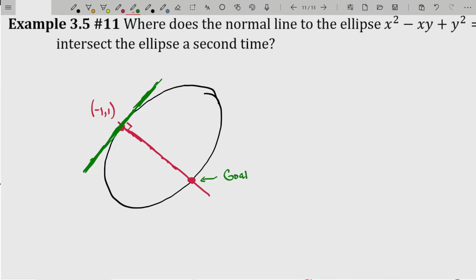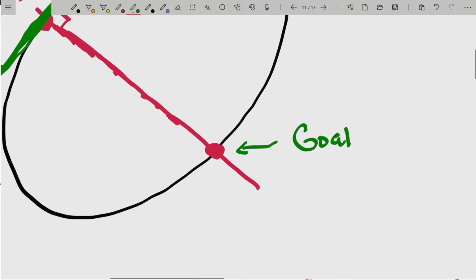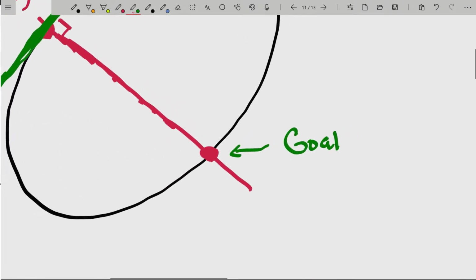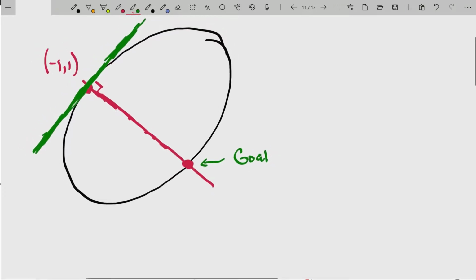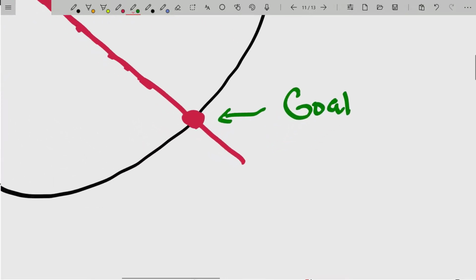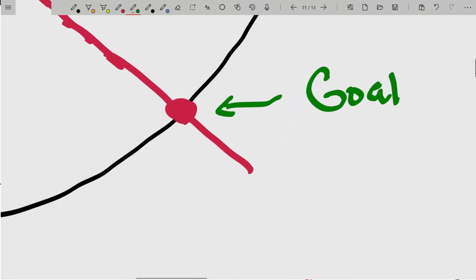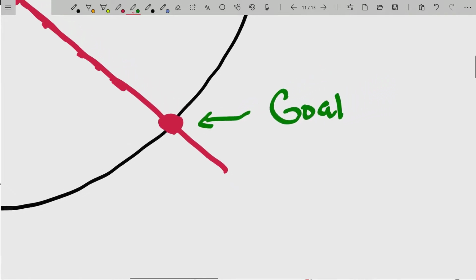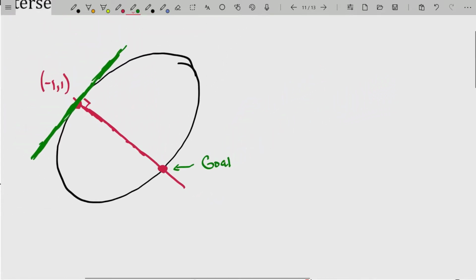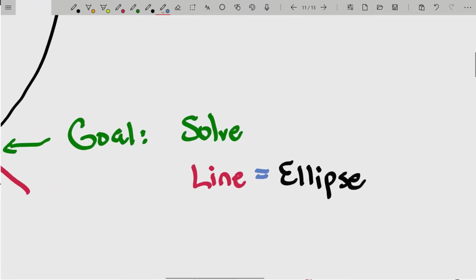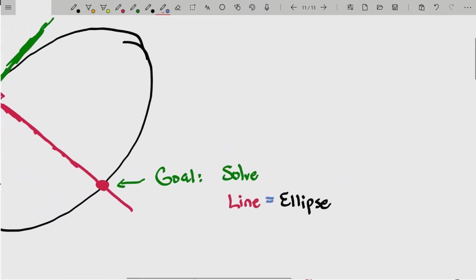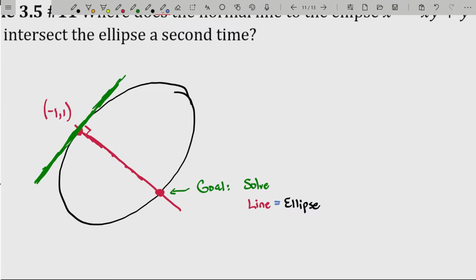Now, there are a lot of things going on, and you have to organize your thoughts. If I could find the equation of that red normal line, and since I have the equation of the ellipse, I really just want to know when the red normal line equals the black ellipse. That's our ultimate goal. Solve the equation, line equals ellipse. It's not really an equation; you're probably going to do some type of substitution, but that's the idea.